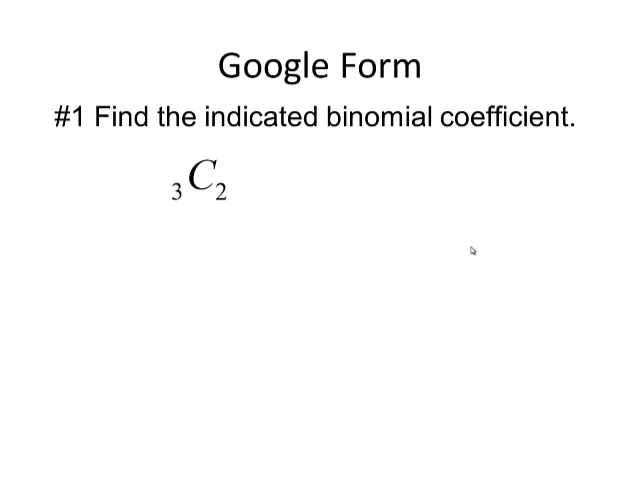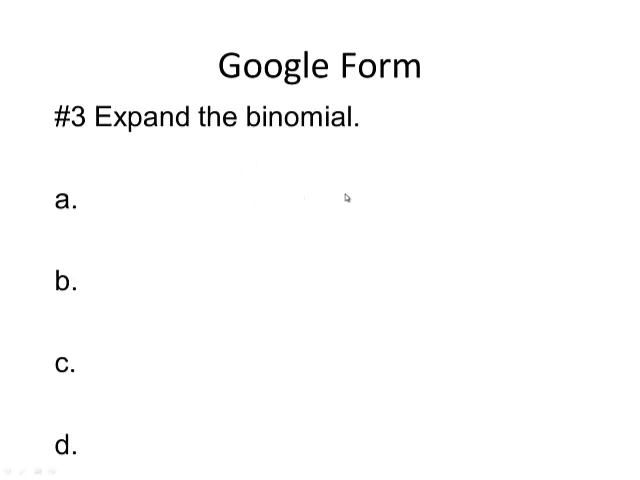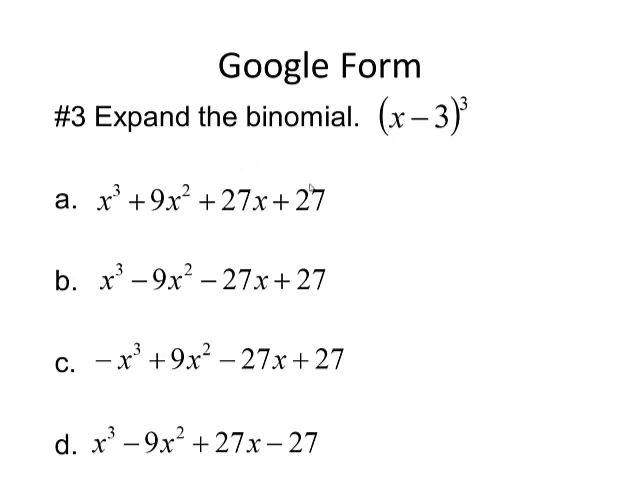Here's your Google form, your first Google question. Find the indicated binomial coefficient. What is that? Number 2, find the indicated binomial coefficient. What is that? Number 3, expand the binomial. Which one of those is the expansion of this?